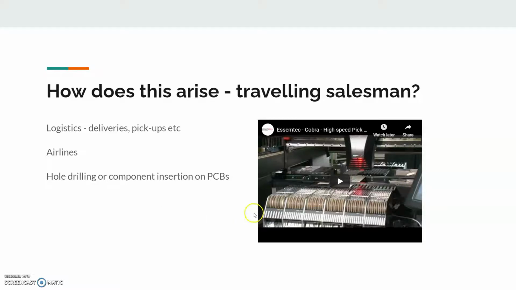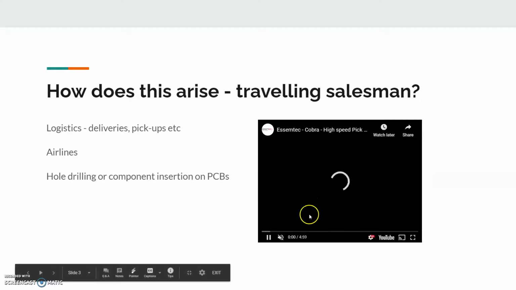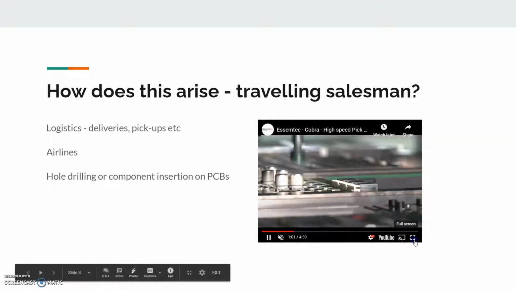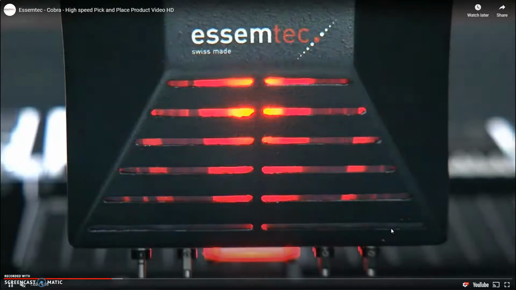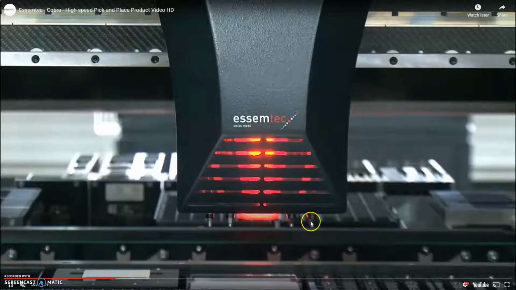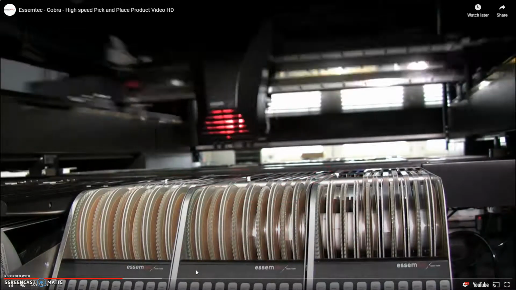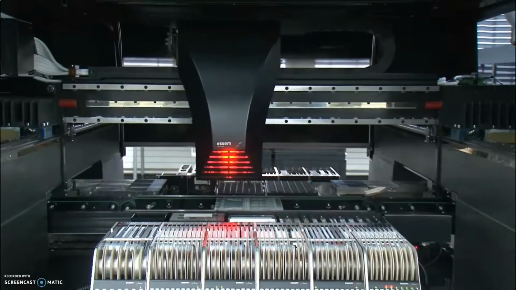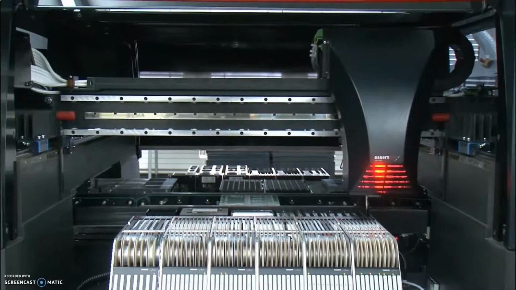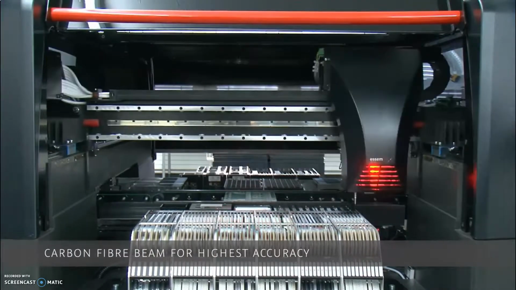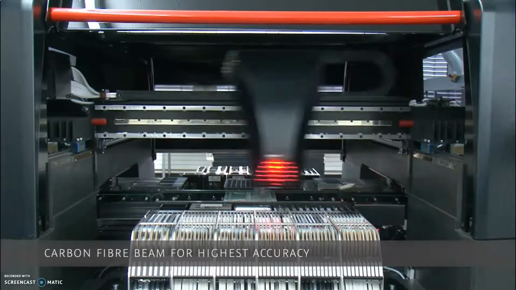Here's one that most people wouldn't have thought of. When you're making PCBs, like circuit boards for electronic components, a machine does that, and a machine can be inserting components. I'm just going to show you here. This is a machine that's inserting components onto PCBs. And of course it has many components to insert in many different places. These machines are super expensive and their time is money.